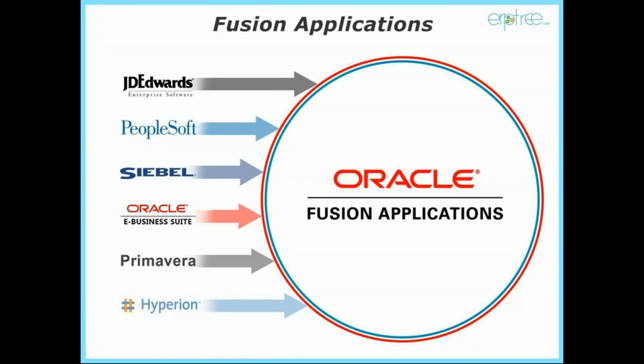You don't say PeopleSoft HCM or Siebel CRM, you don't see it like that. Everything is Fusion. Okay, Fusion Finance, Fusion SCM, Fusion Procurement, Fusion HCM, Fusion CRM. This is how you can find it within the Fusion Applications.